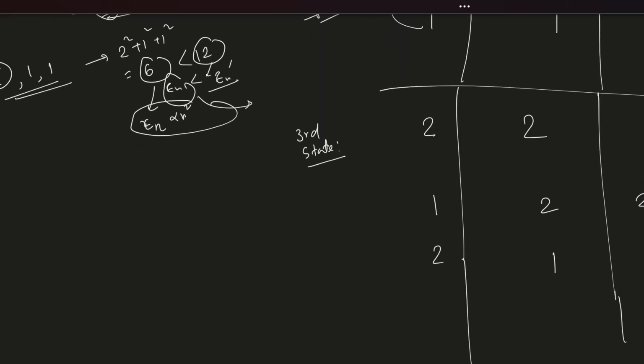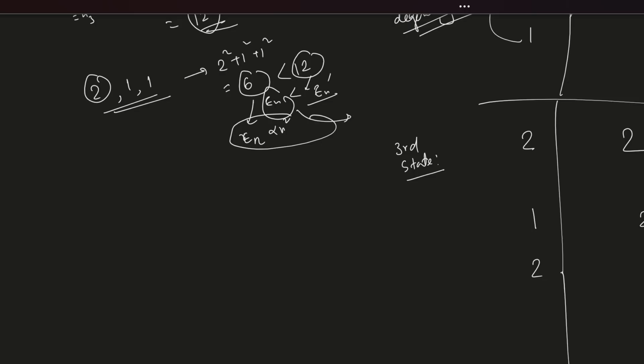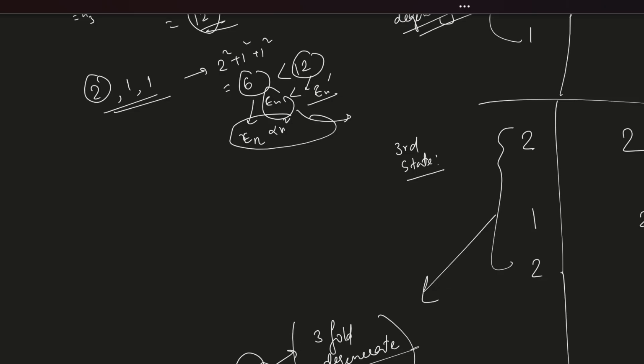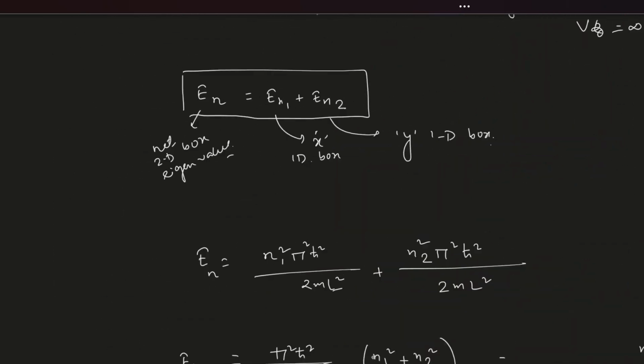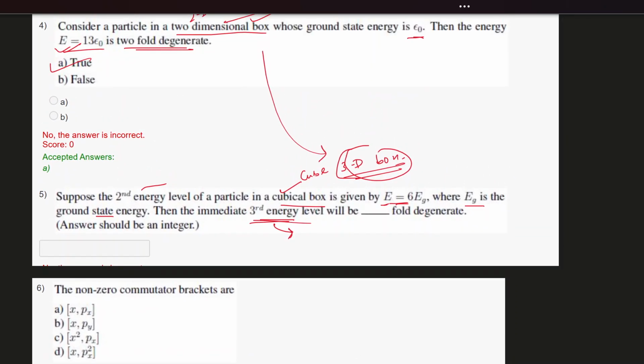Right? So to calculate the degeneracy, the third state has only 3 combinations possible. You cannot go above this combination. The combinations are exhausted after this. So this is also threefold degenerate for this kind of 3D cubical box problem. So the energy level E3, the third state from the ground state, is threefold degenerate. So what we wanted to find out is the degeneracy they asked. Yes, so the answer is that it is threefold degenerate.